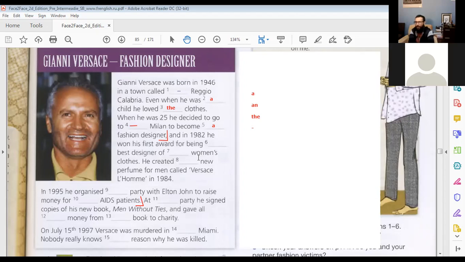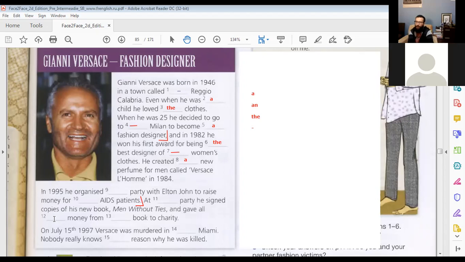Stop where? Fashion design. Okay. And in 1982, he won his first award for being the best designer of. I don't know this. I think of women's clothes. No article. I'm not sure. Okay. He created a new perfume for men called Versace El Hamon in 1984. Versace Long. This is French.